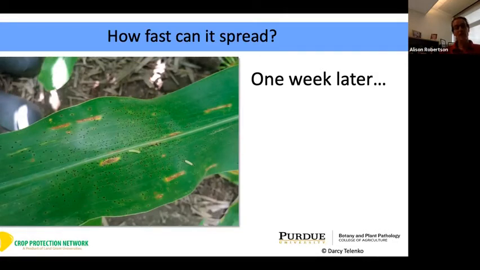If you find tar spot and you're not sure, you should send a sample into a diagnostic clinic. The University of Minnesota and Iowa State University both have plant disease clinics, and they're always happy to look it up. The best way to identify this is to slice and dice those lesions and look under the microscope, and then we can tell for certain whether we have tar spot or not.